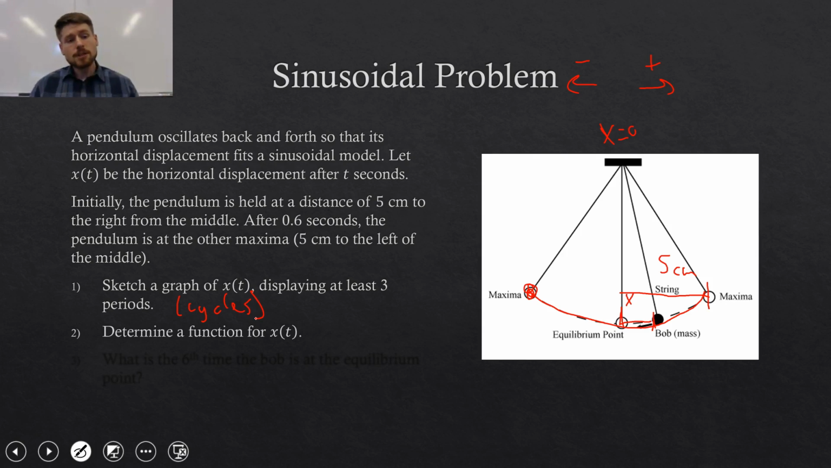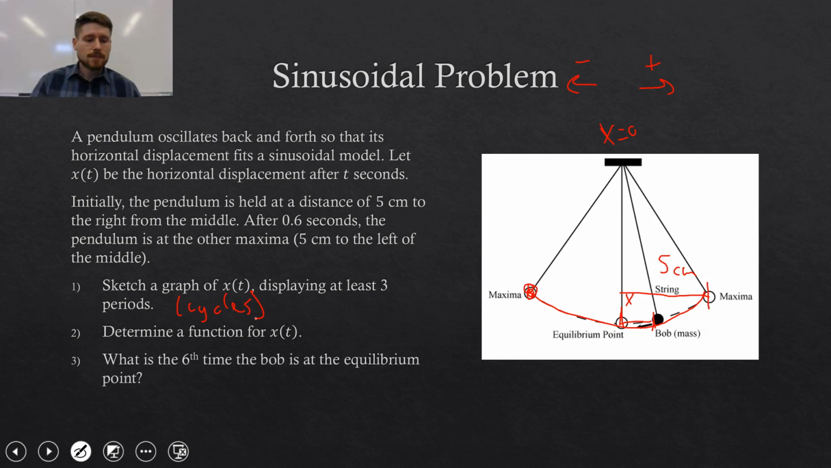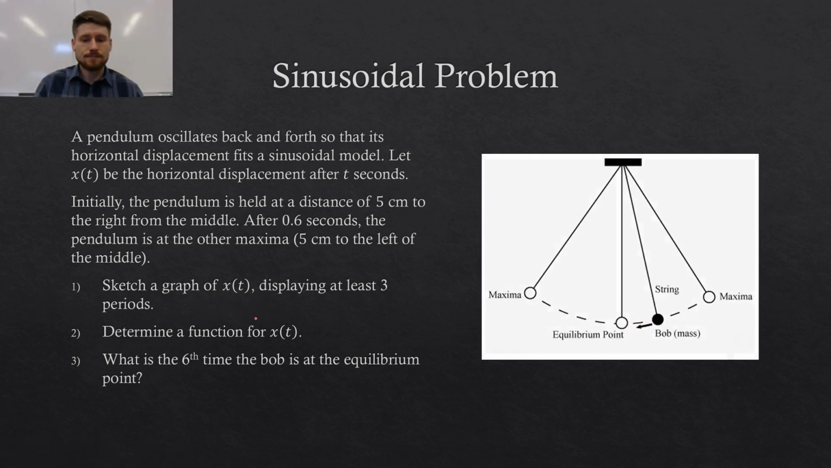I want to determine a function for x of t. So what function could I use to model the horizontal displacement after t seconds? And then I want to answer this question: what's the 6th time the bob is at the equilibrium point? So how much time has elapsed since we started for it to get to the equilibrium on the 6th time? So that's the particular thing we're interested in. Okay, so that's the whole problem. Let's go ahead and start graphing.